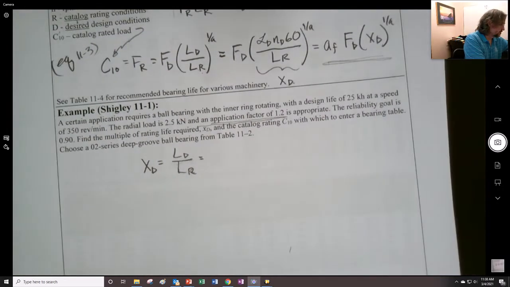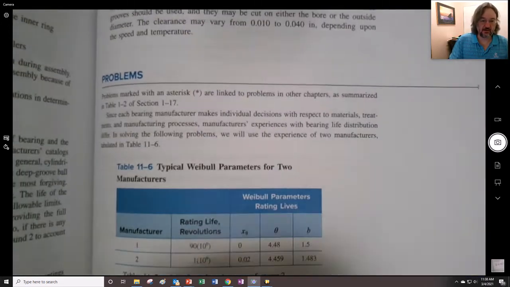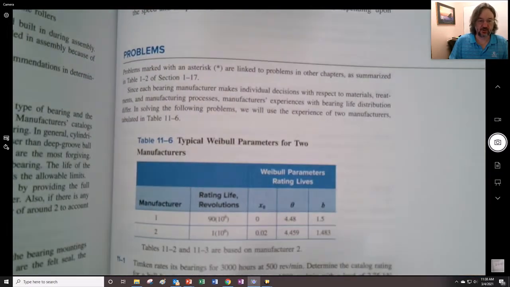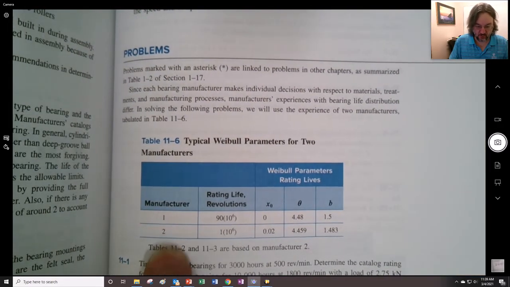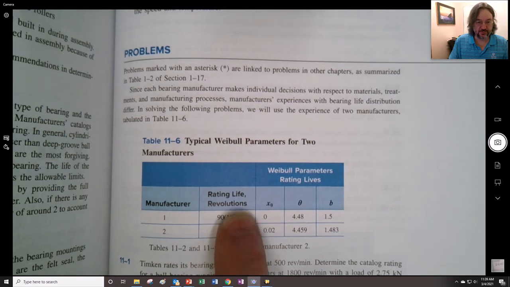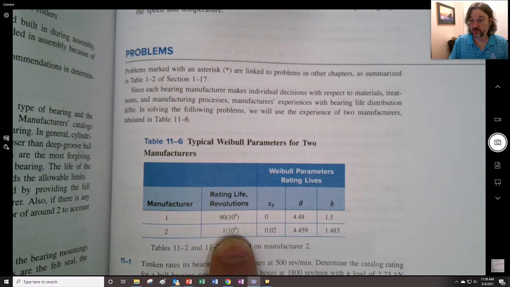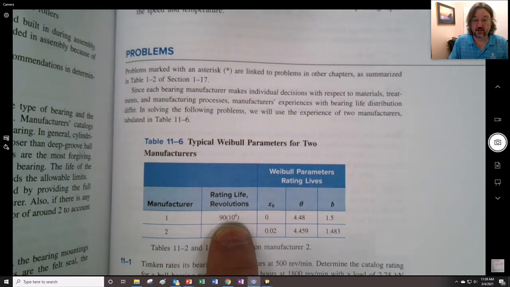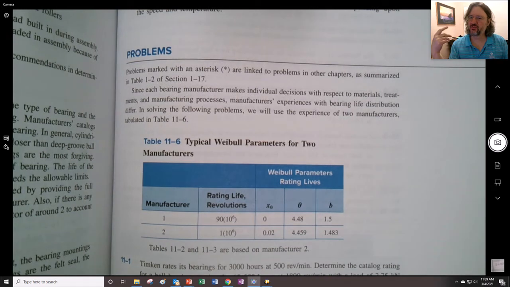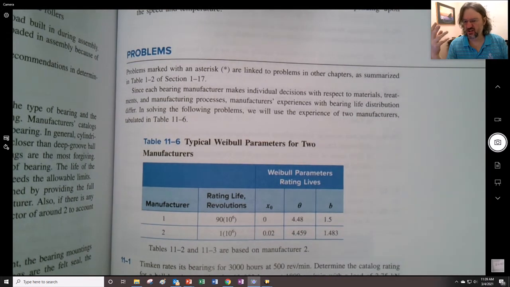Let me point out to you another table that we will want to look at in Shigley's. Here we have two mythical manufacturers, manufacturer 1 and manufacturer 2. Manufacturer 2 bases their life on 1,000,000 revolutions, whereas manufacturer 1 uses 90 million. So they're running their machines and testing their bearings.